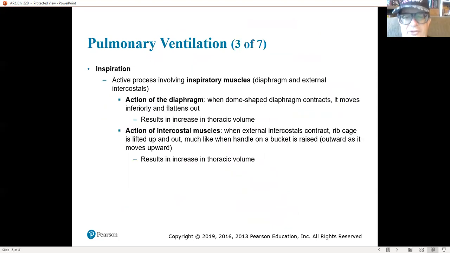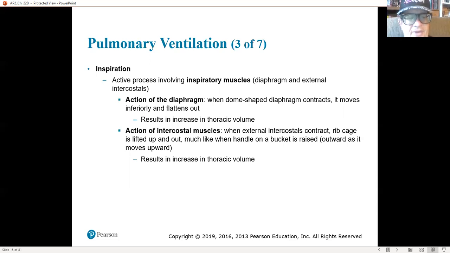So the diaphragm is dome-shaped, and when it contracts, it moves inferiorly, meaning downward, and it flattens out, gets rid of the dome. This means there's an increase in thoracic volume. There's going to be ultimately an increase in the volume of the lungs. And so the pressure is going to go down and the atmospheric air will rush in.